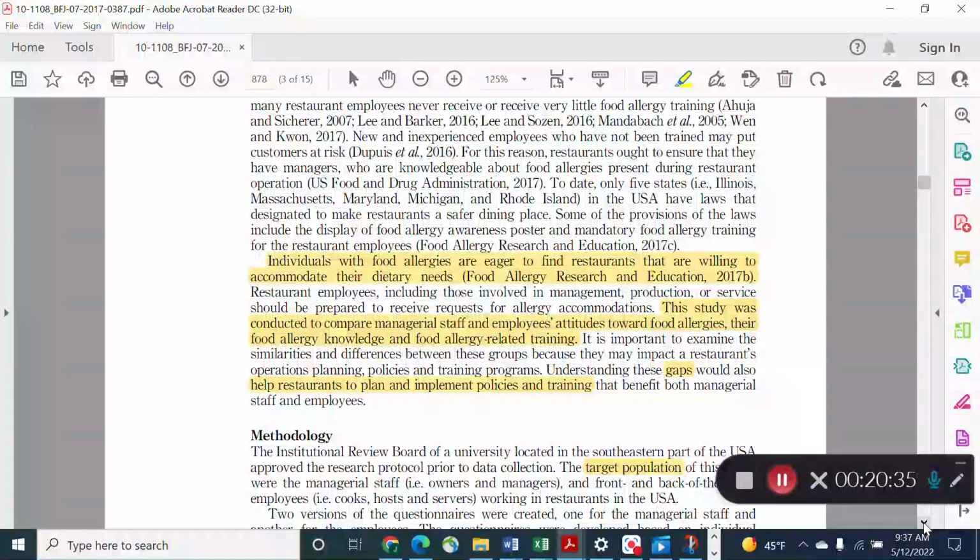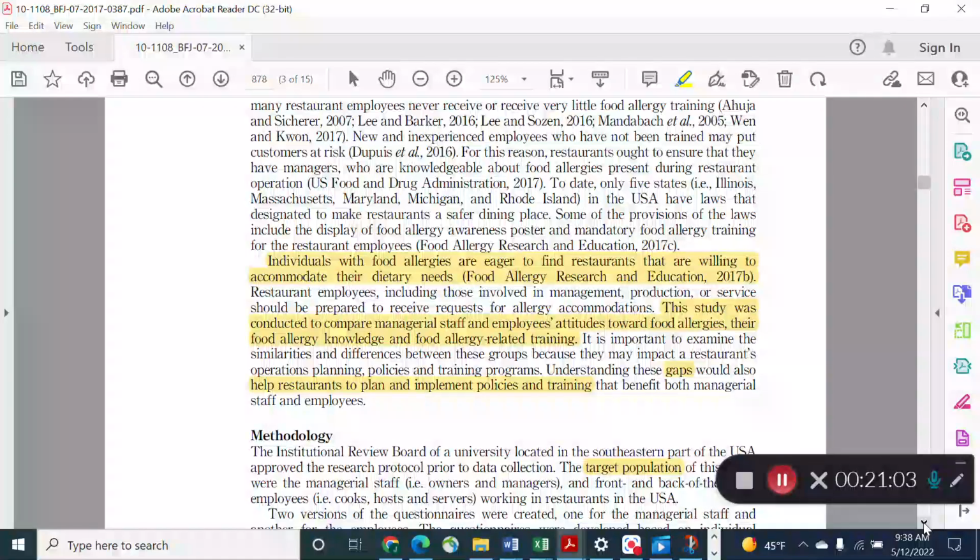A lot of people use interchangeable words there, but at the end of a well-written introduction, at the end of a well-written review of literature, you're going to see what the researcher is doing. This study was conducted to compare managerial staff and employees' attitudes toward food allergies, their food allergy knowledge, and food allergy related training. That's what this article is about.